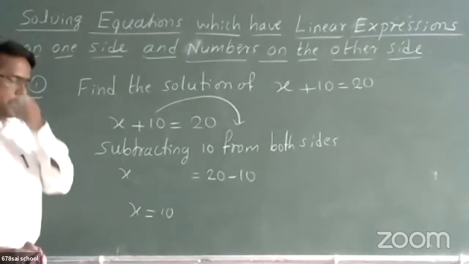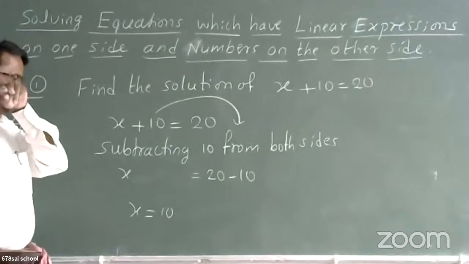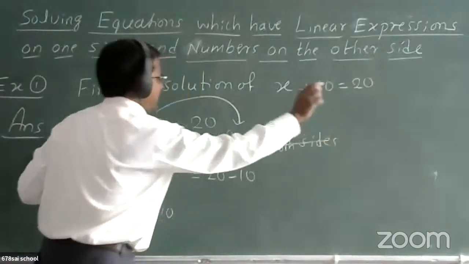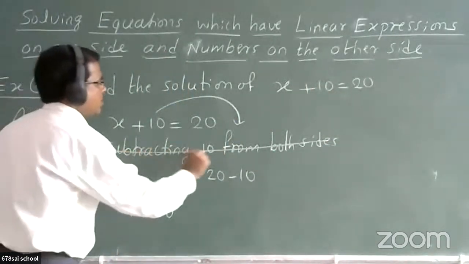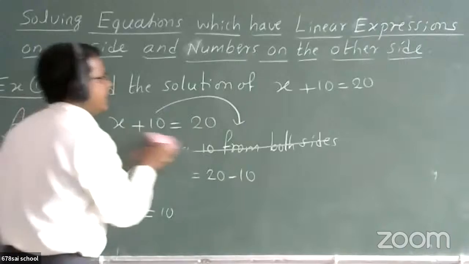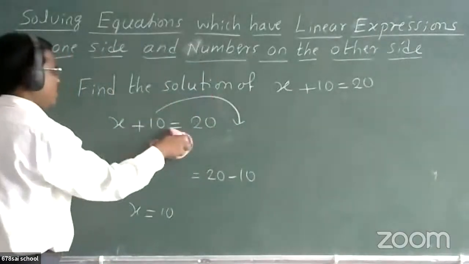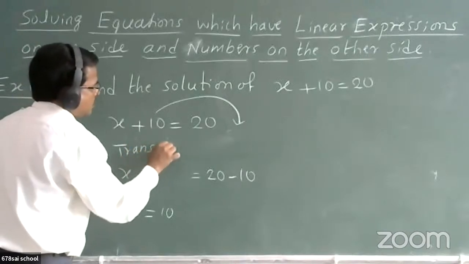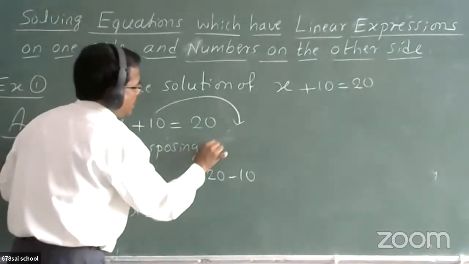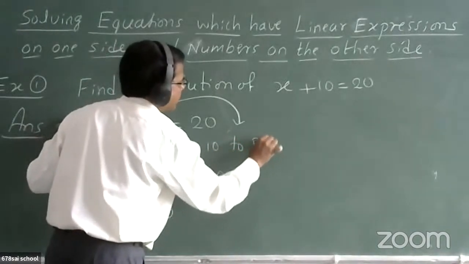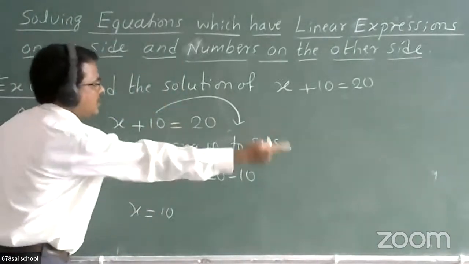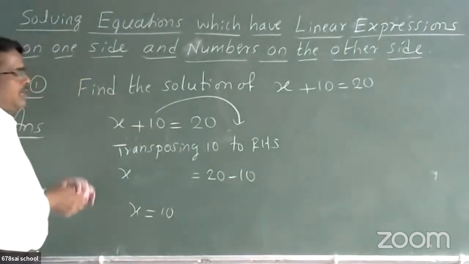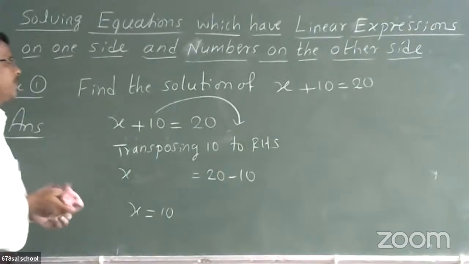You are understanding this? Yes, sir. This step can be eliminated. What you can do? Transposing. You should write one word. Second method is one word. You should write transposing to RHS. 10 is plus here. When it is transposed to RHS, it becomes minus. So x is 10. Understood now? Second method.